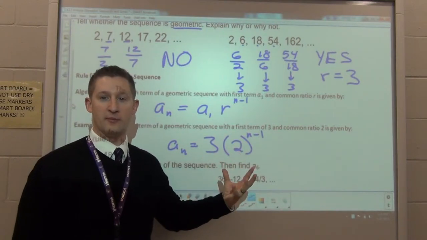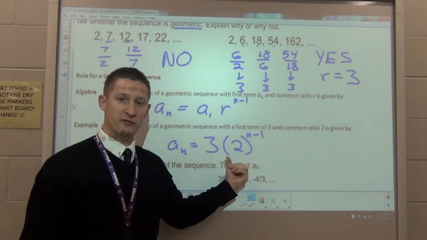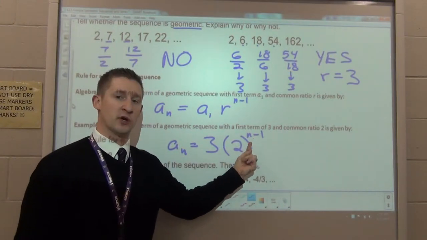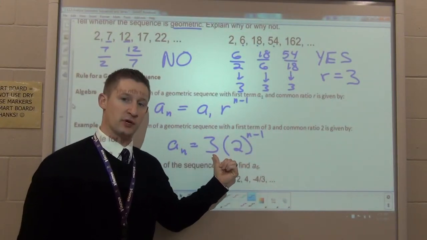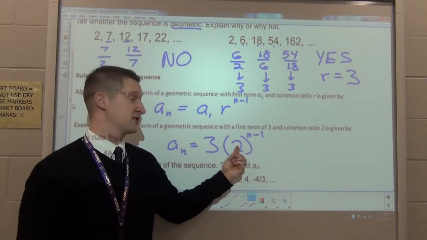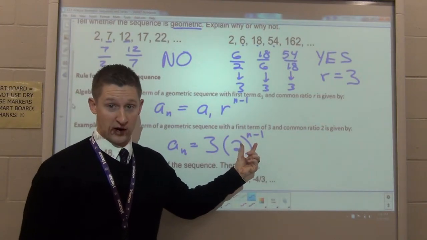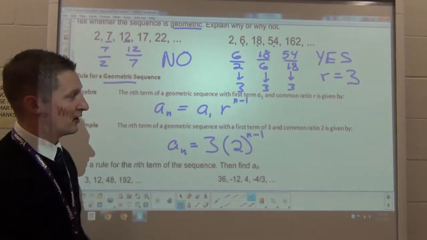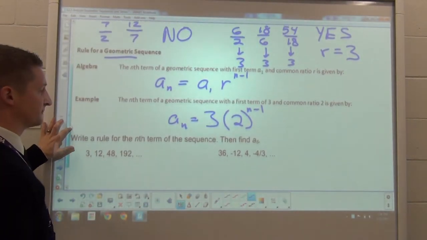As you think about order of operations, exponents come before multiplication, and this n minus 1 exponent only applies to the 2, not to the 3. So if you were to multiply 3 times 2 and have 6 to the n minus 1, you would be incorrect. So there we have a rule for a geometric sequence.